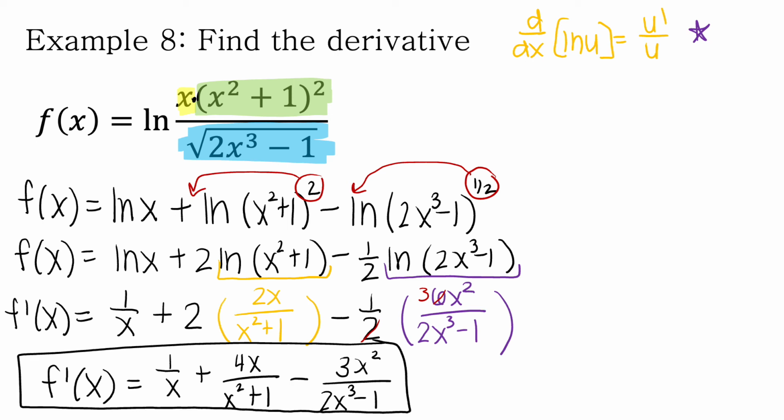So kind of an exciting looking final answer: 1 over x plus 4x over x squared plus 1 minus 3x squared over 2x cubed minus 1.